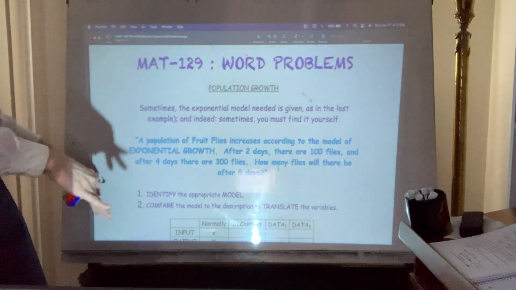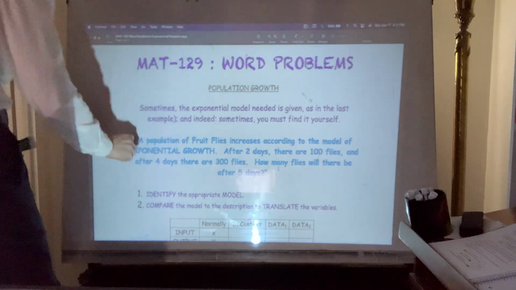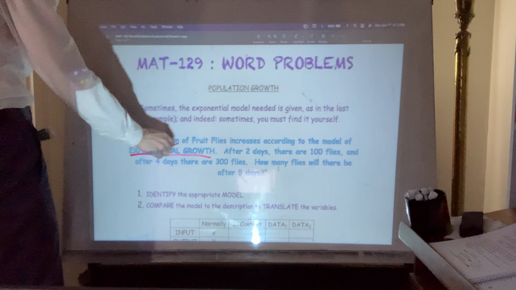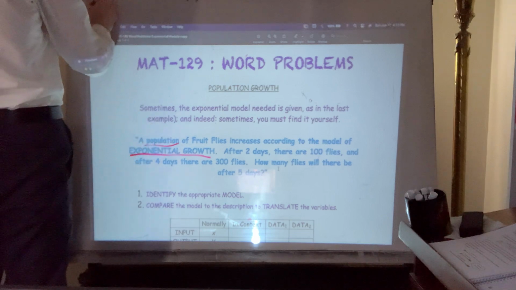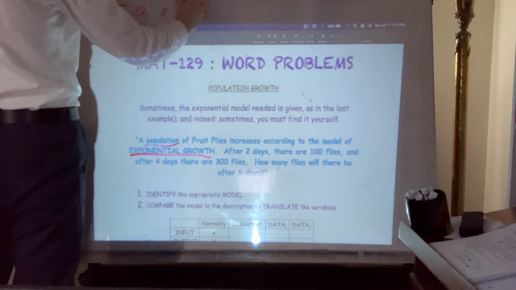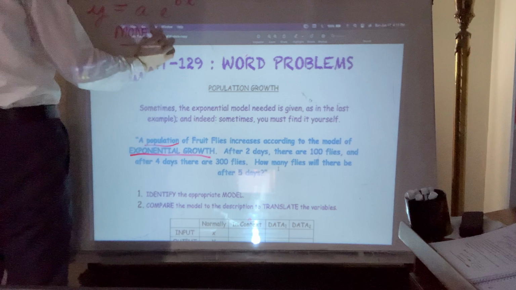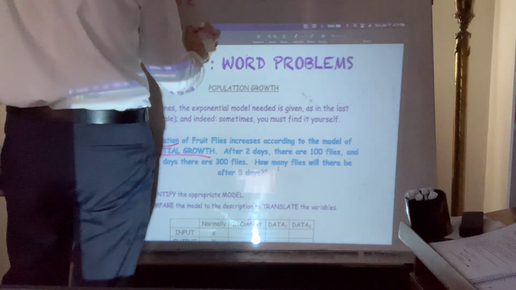So here's this process. You're going to identify the appropriate model. I already kind of spoiled it. Exponential growth, and it's population. So we have this to begin with: A times e to the b to the x, model. Population growth.